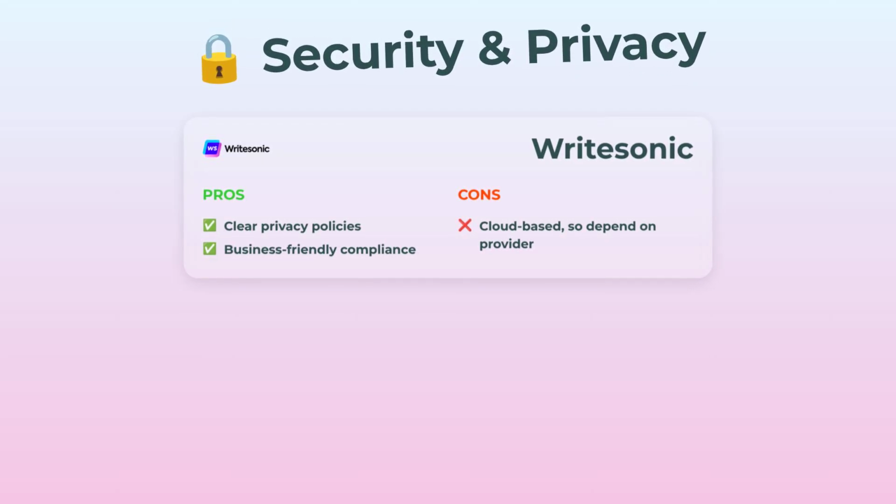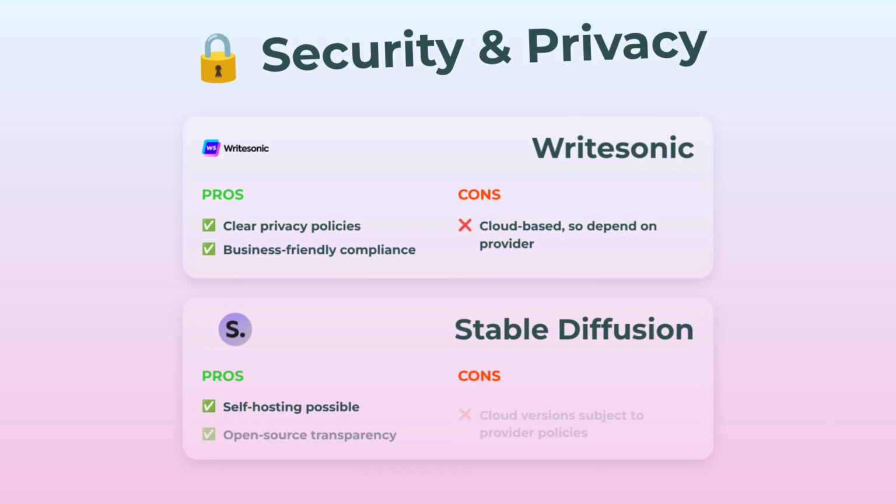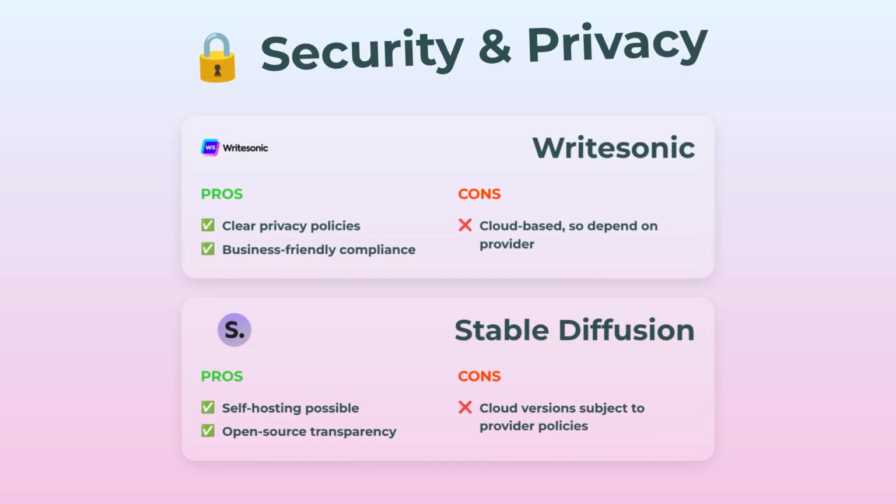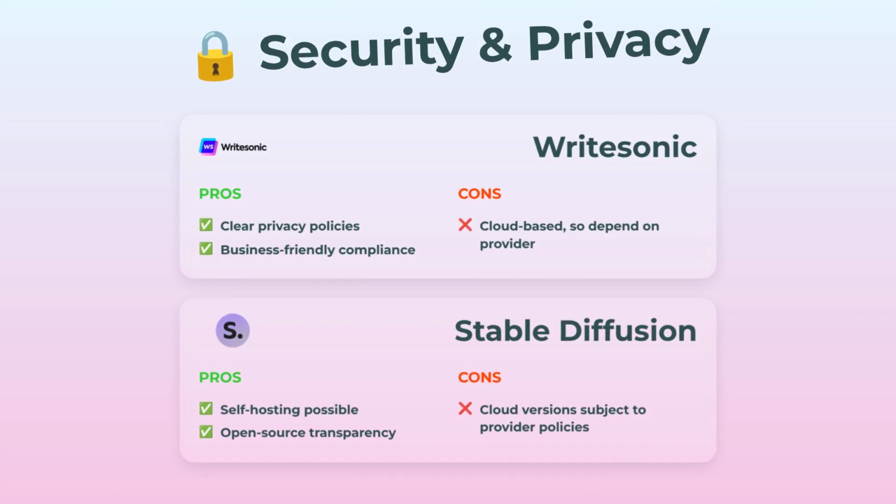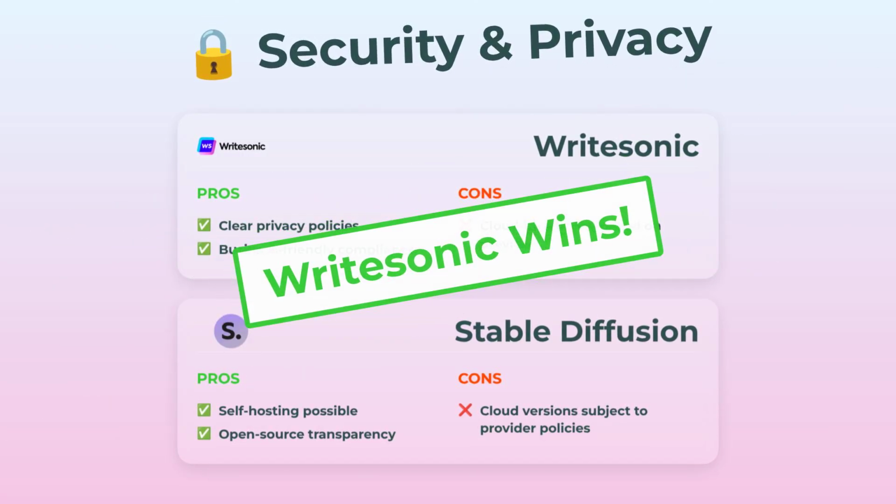Meanwhile, Stable Diffusion gets major points for transparency. You can self-host it, so your data is totally yours if you want it that way. But cloud versions are still tied to provider policies, so that's a trade-off. Writesonic nabs the win for business compliance.